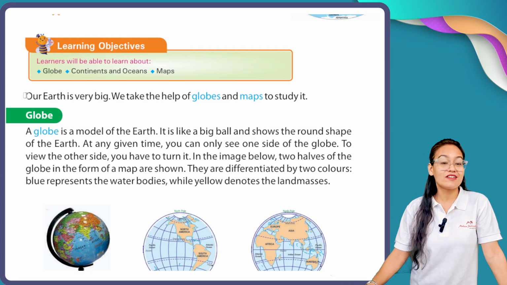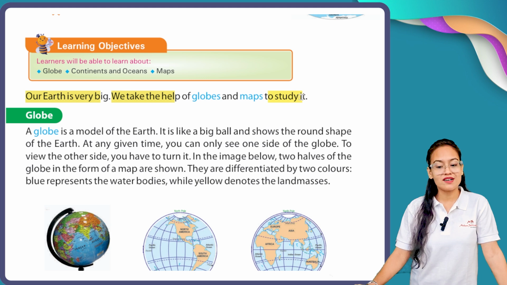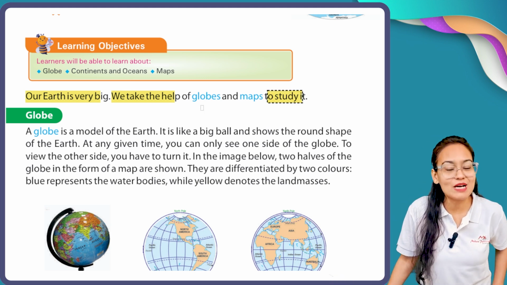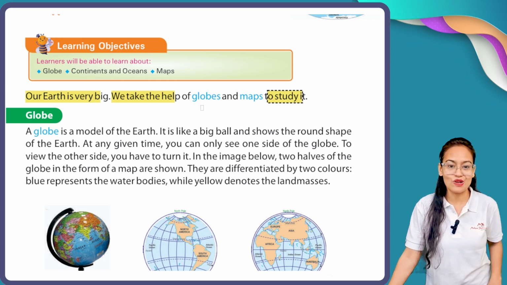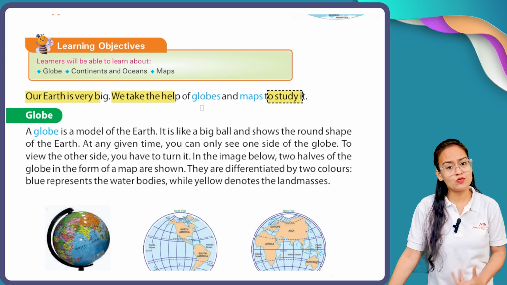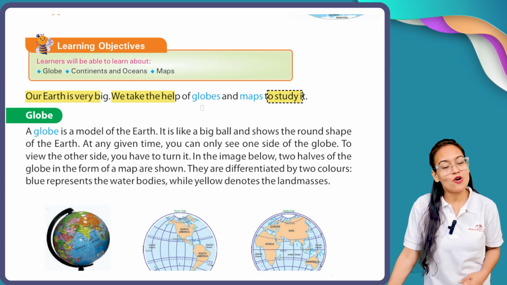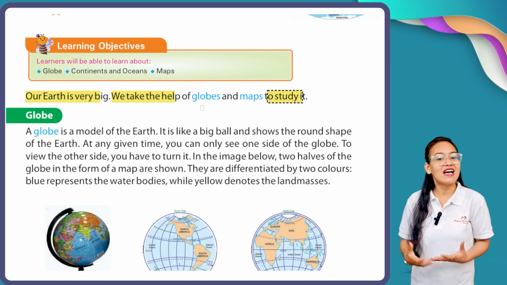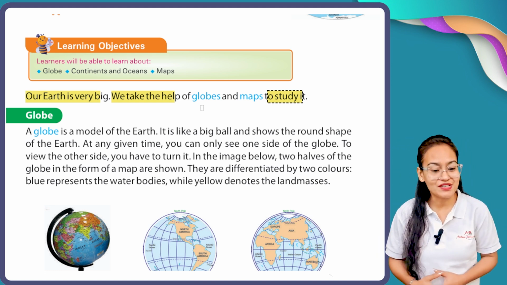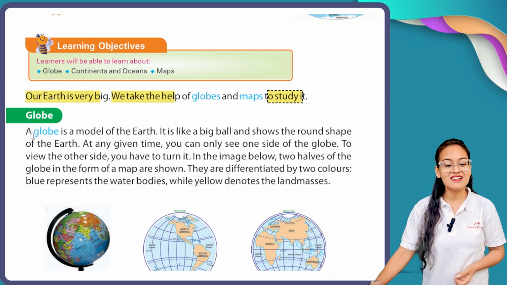Now, my dear children, as you all know, our Earth is very big. We take the help of globes and maps to study it. In class second, I hope the concept of globe and maps is clear to you all. Our Earth is very big and it is not possible for us to study it directly, so we take the help of globe and map to study our planet Earth. Now let's start with the globe.